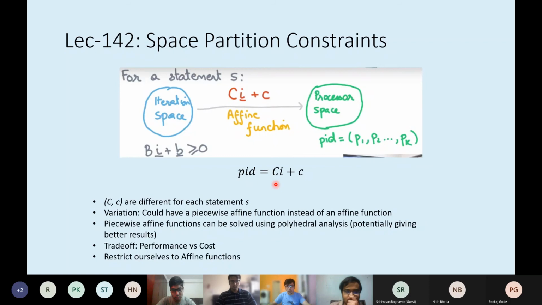We could have another variation, a piecewise affine function instead of a simple affine function. A piecewise affine function would define a separate affine function for separate regions of the iteration space. We can compute these piecewise affine functions using polyhedral analysis, which could potentially give better results than a simple affine function, but there's a trade-off of performance versus cost. We could have a more nuanced analysis, but it could be more costly to compute. So that's why we restrict ourselves to affine functions.